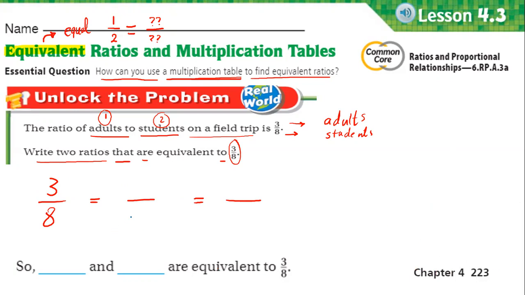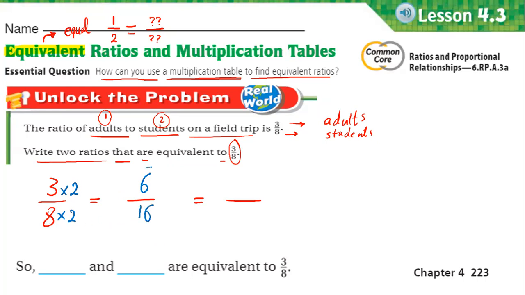If you want to find an equivalent ratio for the first one, you need to multiply. Multiply by what? By any number, teacher? Yes, by any number if you want. Let's try 2. When you multiply up by 2, you must multiply down by 2. You multiply up and down. This is the rule we studied in grade 5. 3 times 2 equals 6, and 8 times 2 equals 16.